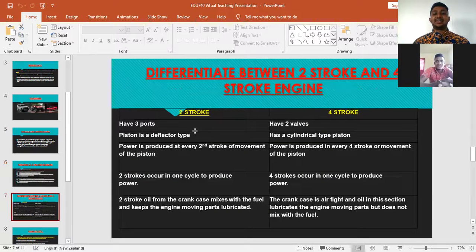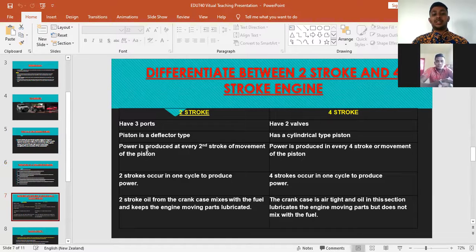Next slide is the differentiation between the two-stroke and the four-stroke engine. Two-stroke engine has 3 ports, whereas four-stroke engine has 2 valves. Two-stroke engine, the piston is a deflector type. Four-stroke engine has a cylindrical type piston.